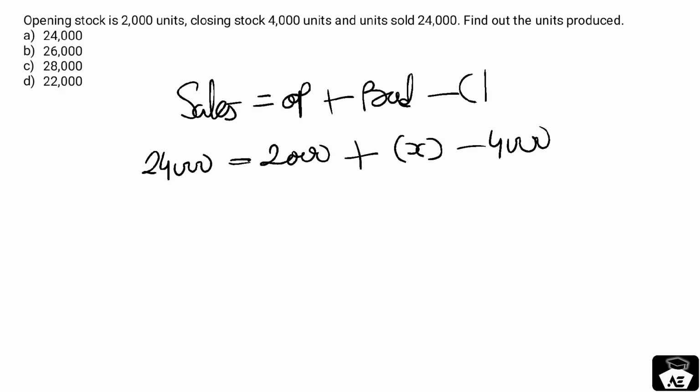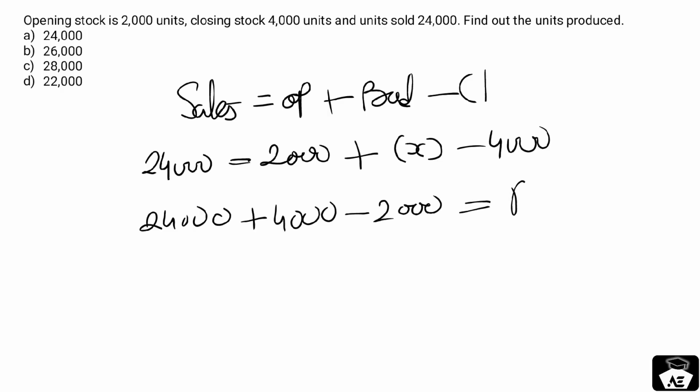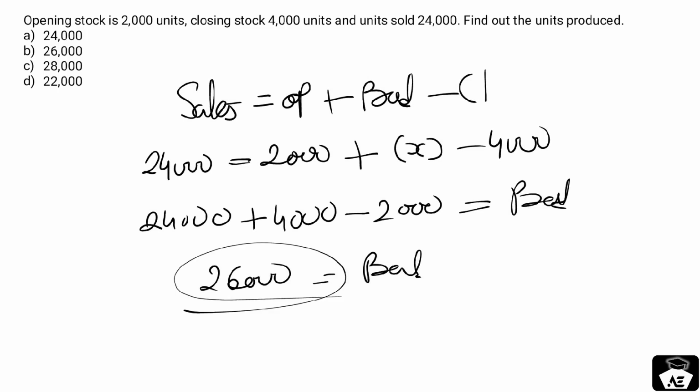So now you will liberate this. 24,000, you will change the position of closing stock, so it will be on this side now. It will convert from minus to plus, that is plus 4000, and the opening stock from plus to minus. So the sides change. 24,000 plus 4000 minus 2000 is equal to your production. So your amount of production will be 26,000. So here is the correct option, that is 26,000.